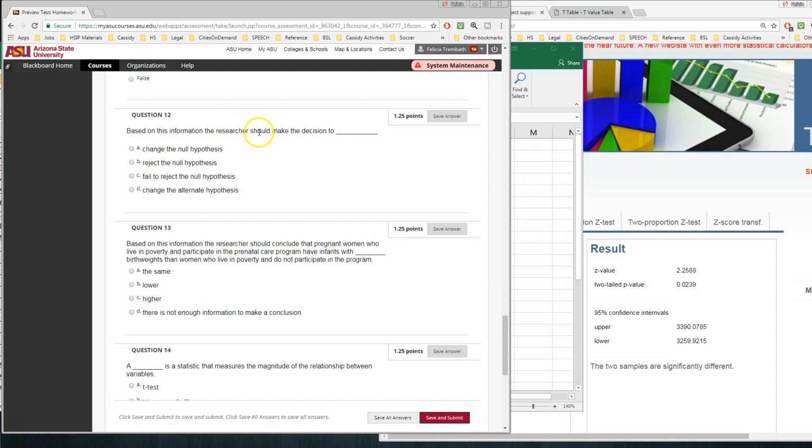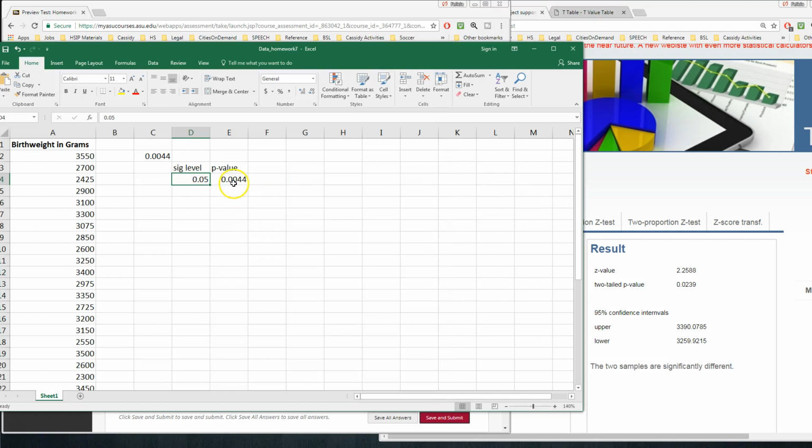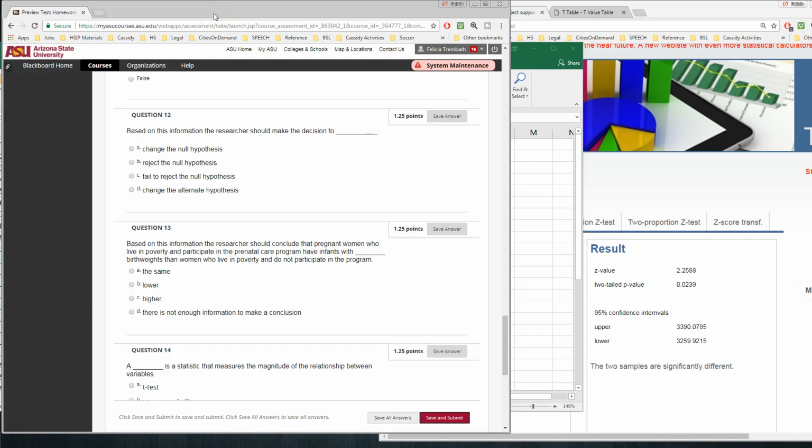Based on this information, the researcher should make the decision to, well, if my test is statistically significant and my p-value is lower than significance level, and I'm rejecting the null hypothesis, I'm concluding that there is a difference between my two groups, and I reject the null hypothesis of no difference. So if my p-value gives me a statistically significant result, I would reject my null hypothesis.